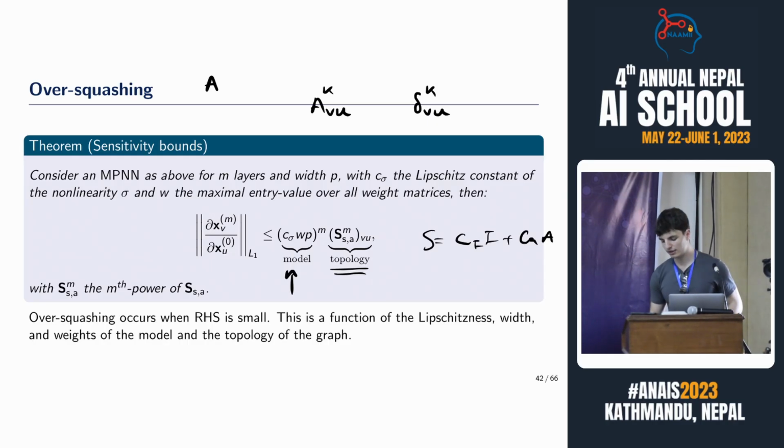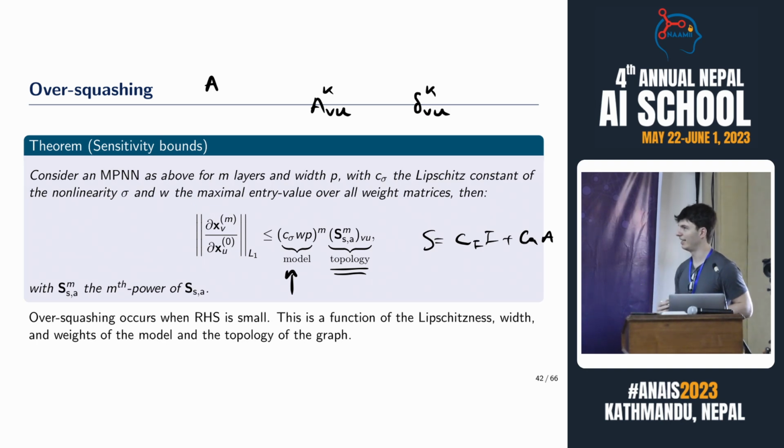So in general, this bound tells us that how sensitive we are from U to V depends on the model and the graph itself. We will do some experiments later to show how this affects it. But this is very important because in general, if this quantity decreases, then we're in trouble, essentially.